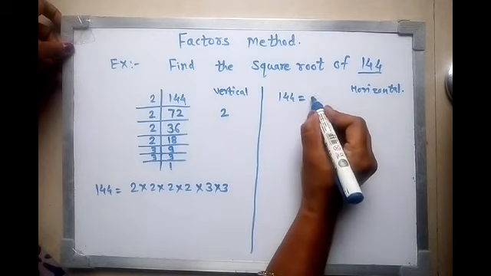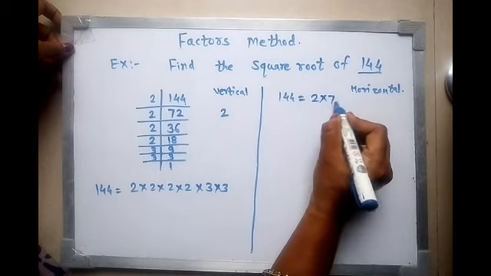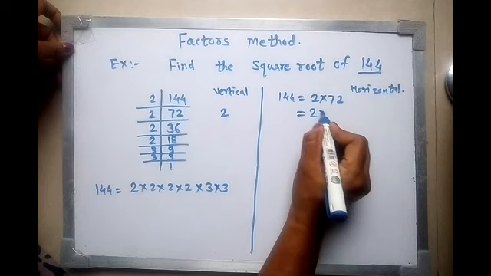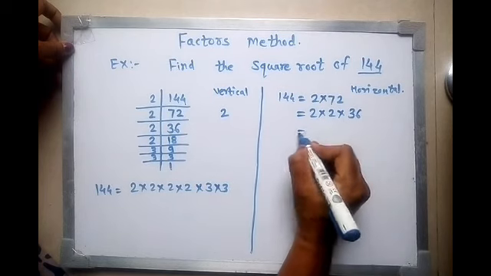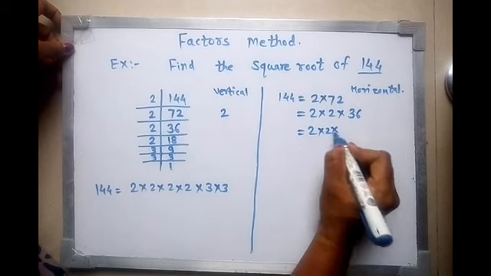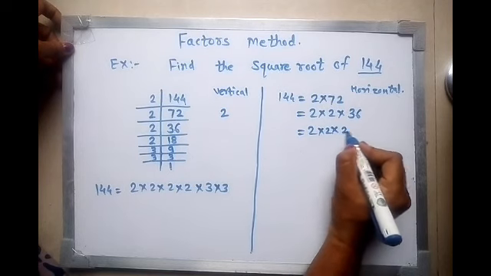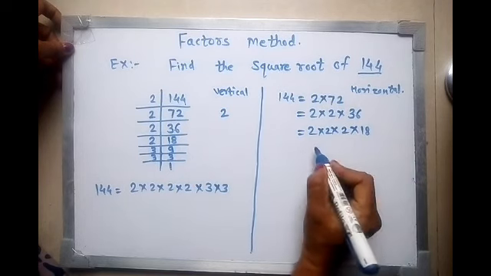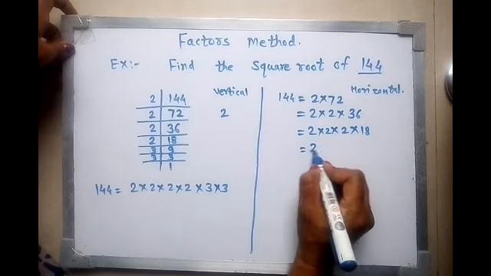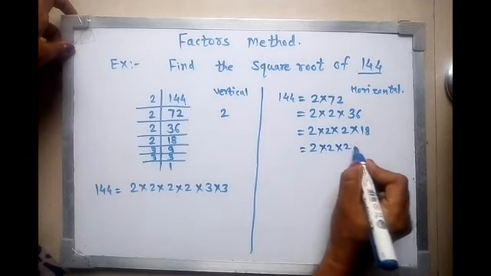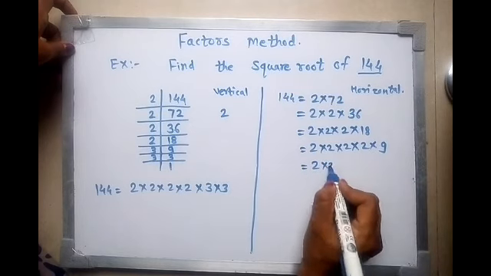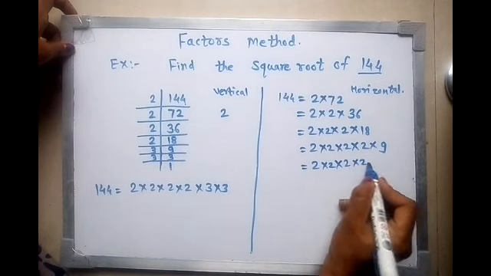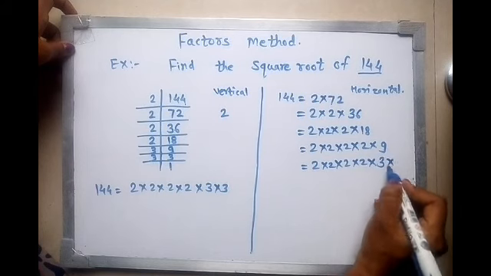Next, find factors by the horizontal method. Divided by 2, 2 into 36, 2 into 2, 2 into 18, 2 into 2 into 2, 2 into 9, 2 into 2 into 2, 2 into 3 into 9.